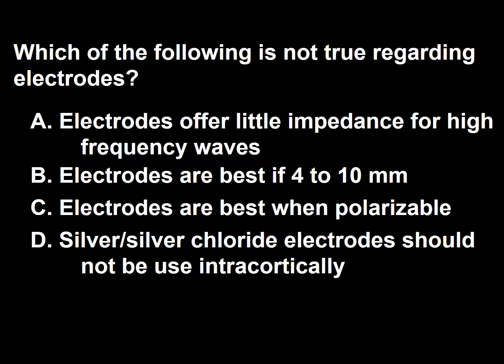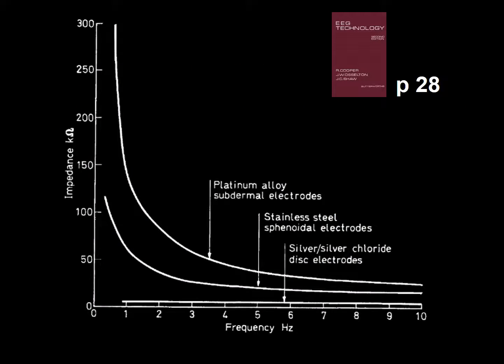The next question is, which of the following is not true regarding electrodes? A. Electrodes offer little impedance for high frequency waves. B. Electrodes are best if 4 to 10 millimeters. C. Electrodes are best when polarizable. D. Silver chloride electrodes should not be used intracranially.